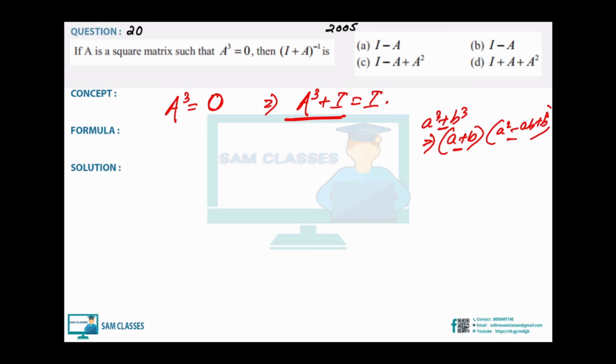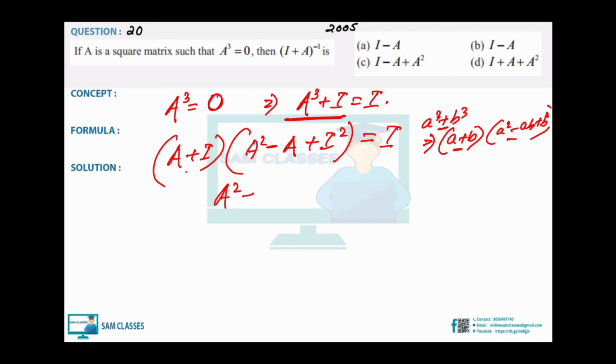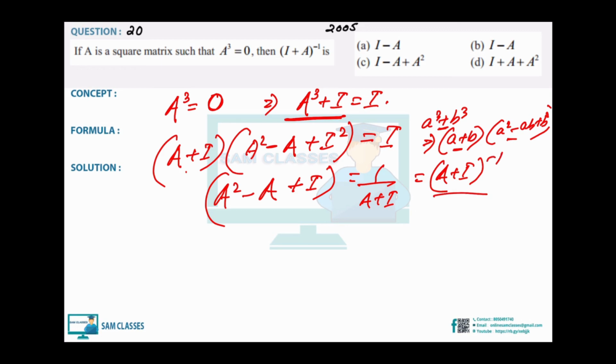Okay. Now, it will be A plus I multiplied with A square minus AI plus I square. Correct. So that is equal to I. Now what I am going to do, I'll send that side. So what I'll get, A square minus A plus I square, which is same as I, is equal to 1 by A plus I, and that is equal to what? A plus I whole inverse. Okay. So inverse of this is nothing but A square minus A plus I. So our answer is C, pretty simple.